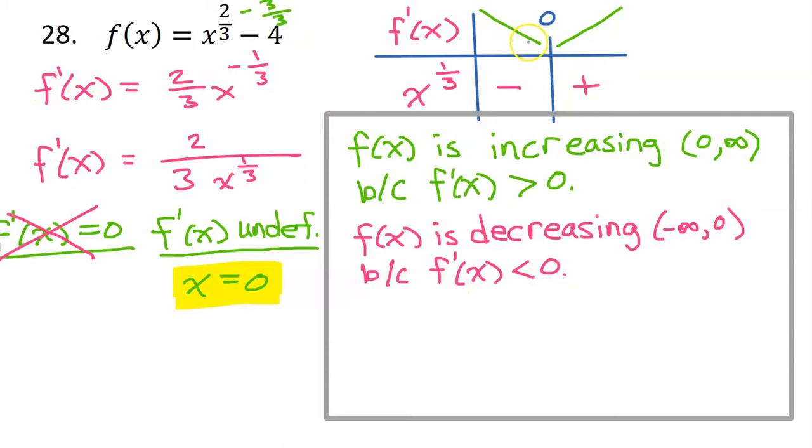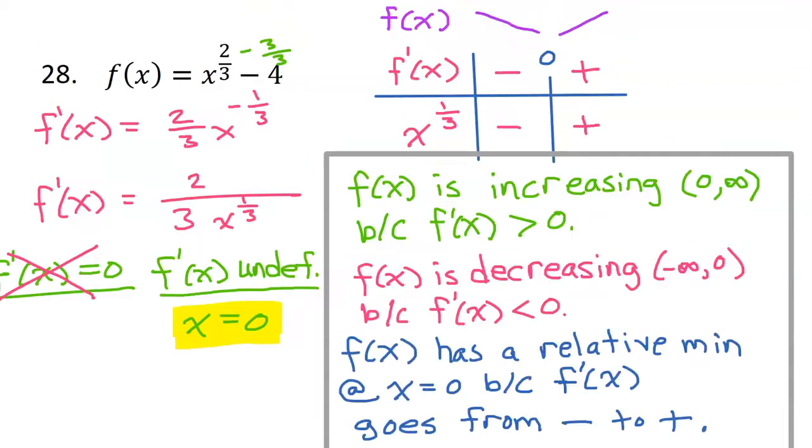In addition to that, we know that because f of x is decreasing and then increasing, there must be a relative min at x equals 0. Let's write that up. We say f of x has a relative min at x equals 0 because f prime goes from negative to positive.